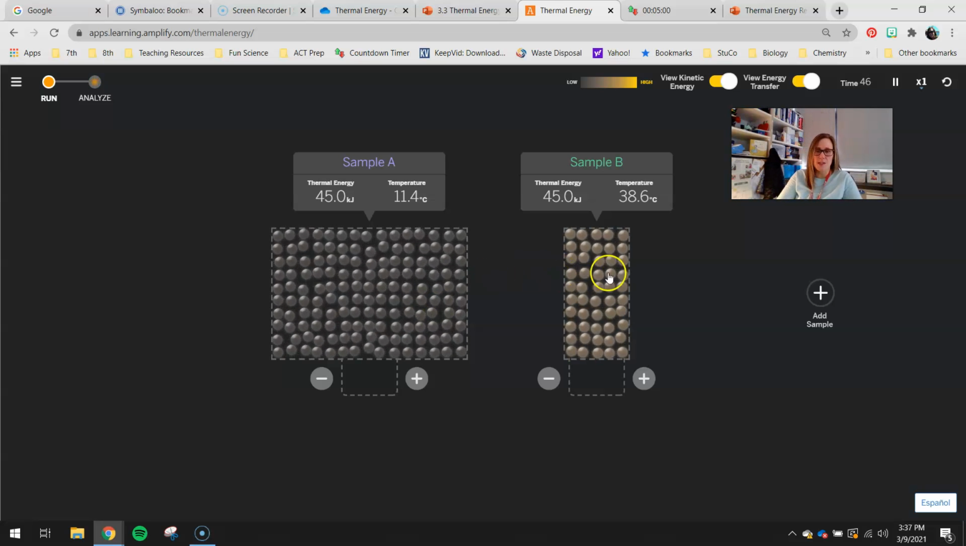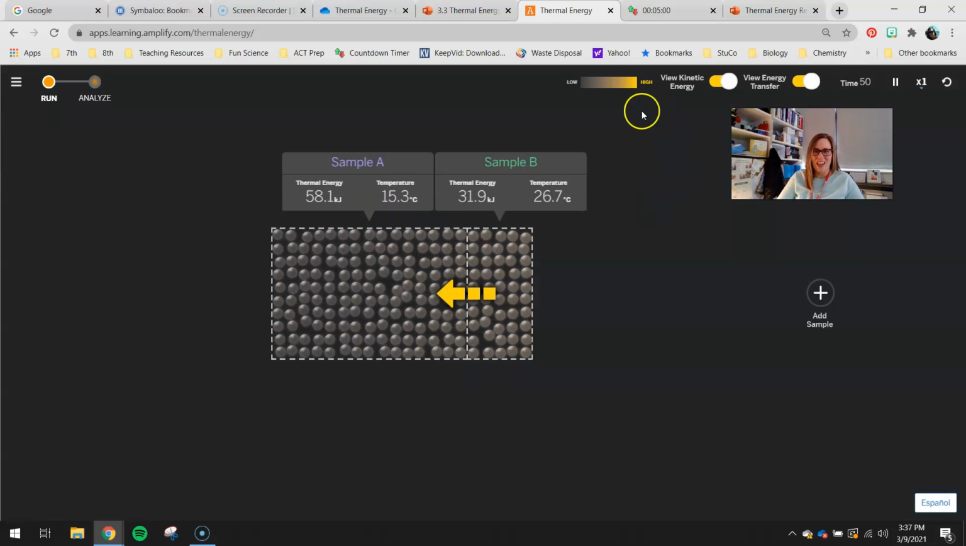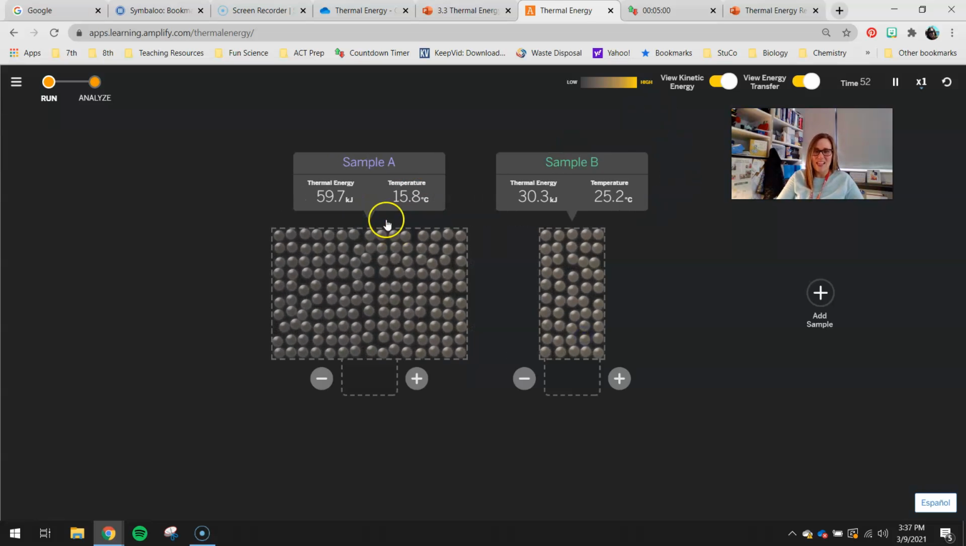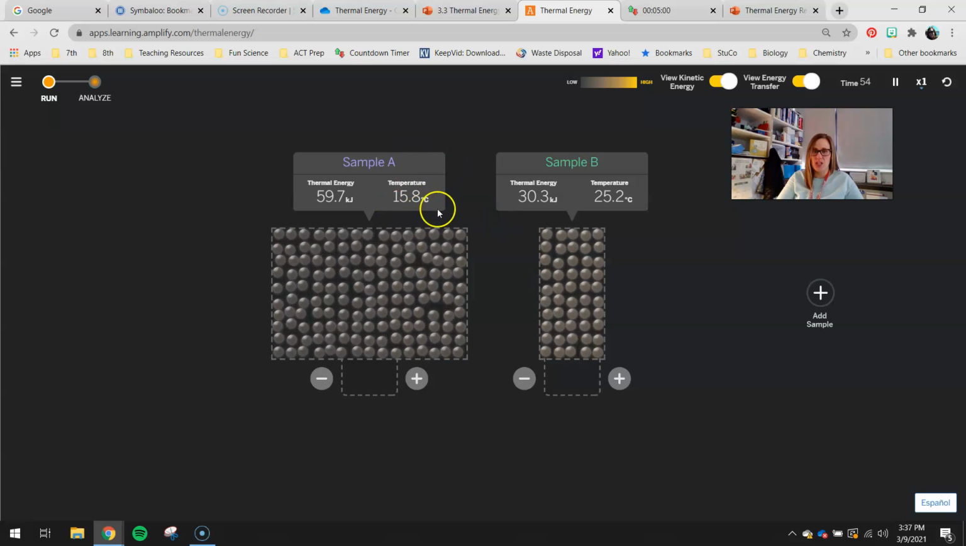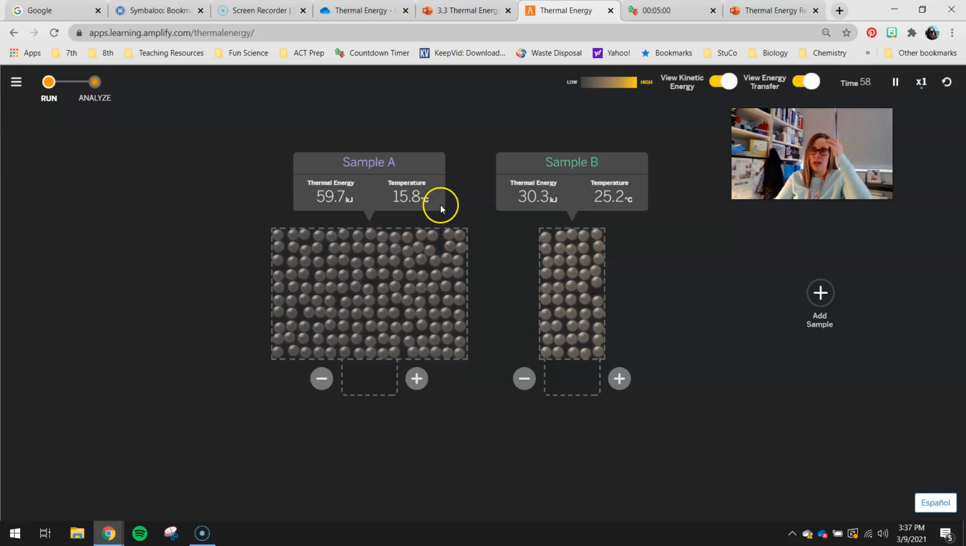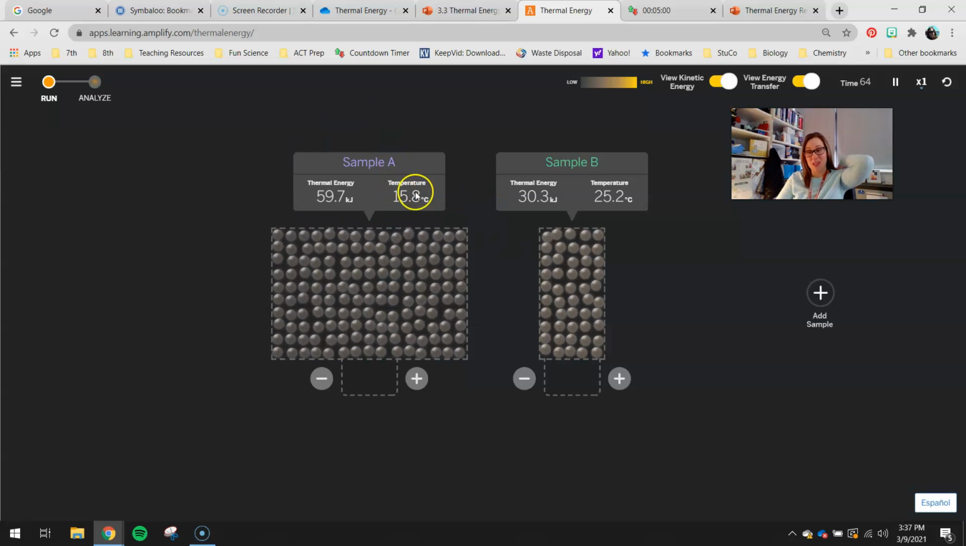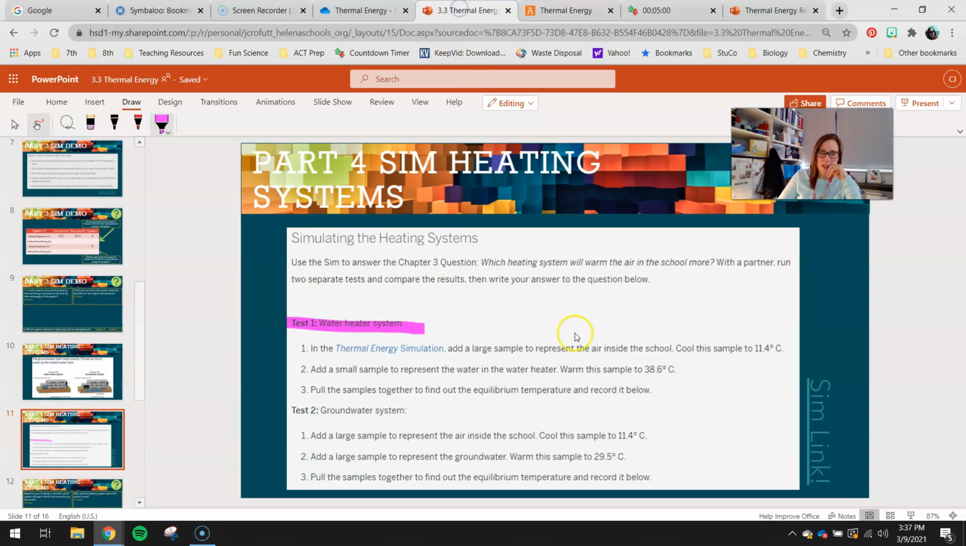All right, so we're going to push those two together. You will notice the energy transfer. Remember, when that yellow arrow goes away, that's when the energy is transferred. You should note that these two now have the same temperature. So the water inside the pipes and the air inside the school are going to be the same temperature at equilibrium. Pay attention to what that temperature is. If it helps, you can jot a number down on here for test 1.